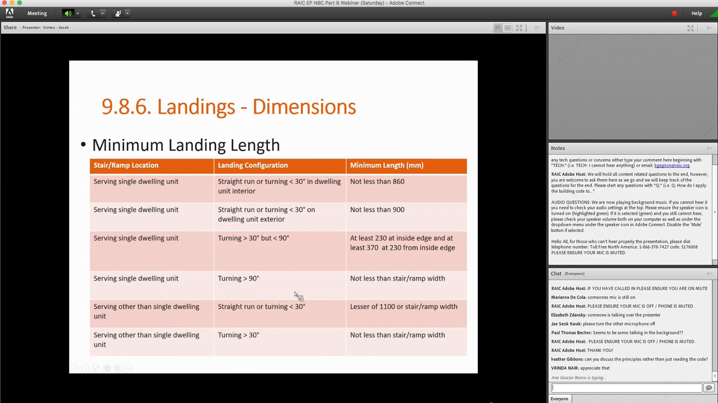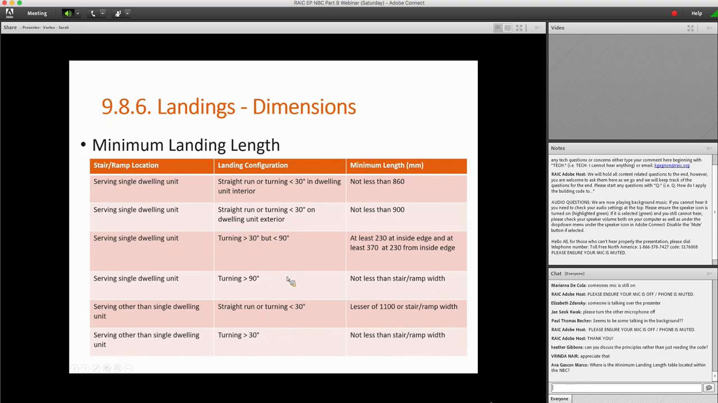Once your turn is greater than 90, it must be not less than the stair or the ramp width. So in areas other than a dwelling unit, if you have a straight run or a turn less than 30, it's the lesser of the 1100 or the stair or ramp width. So if you are permitted to have a 900 millimeter stair, for example, then your landing is also permitted to be 900 millimeters in length.